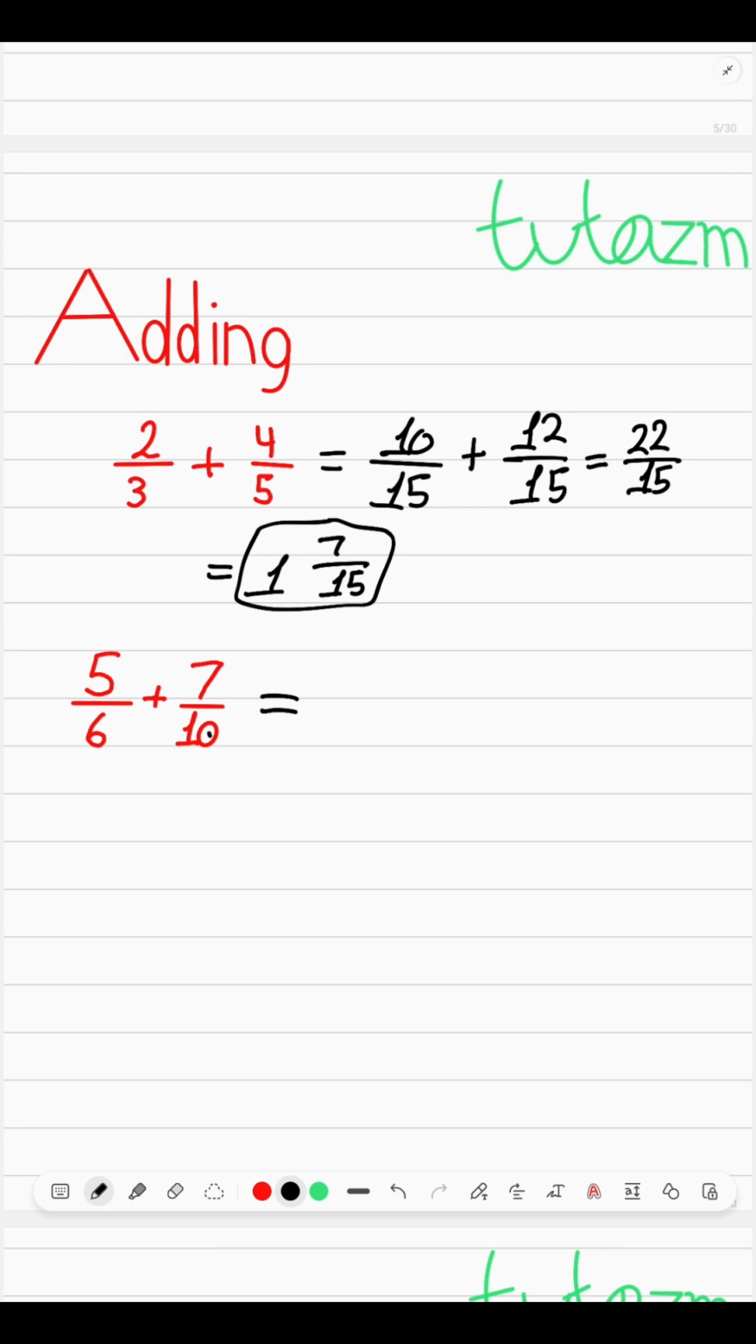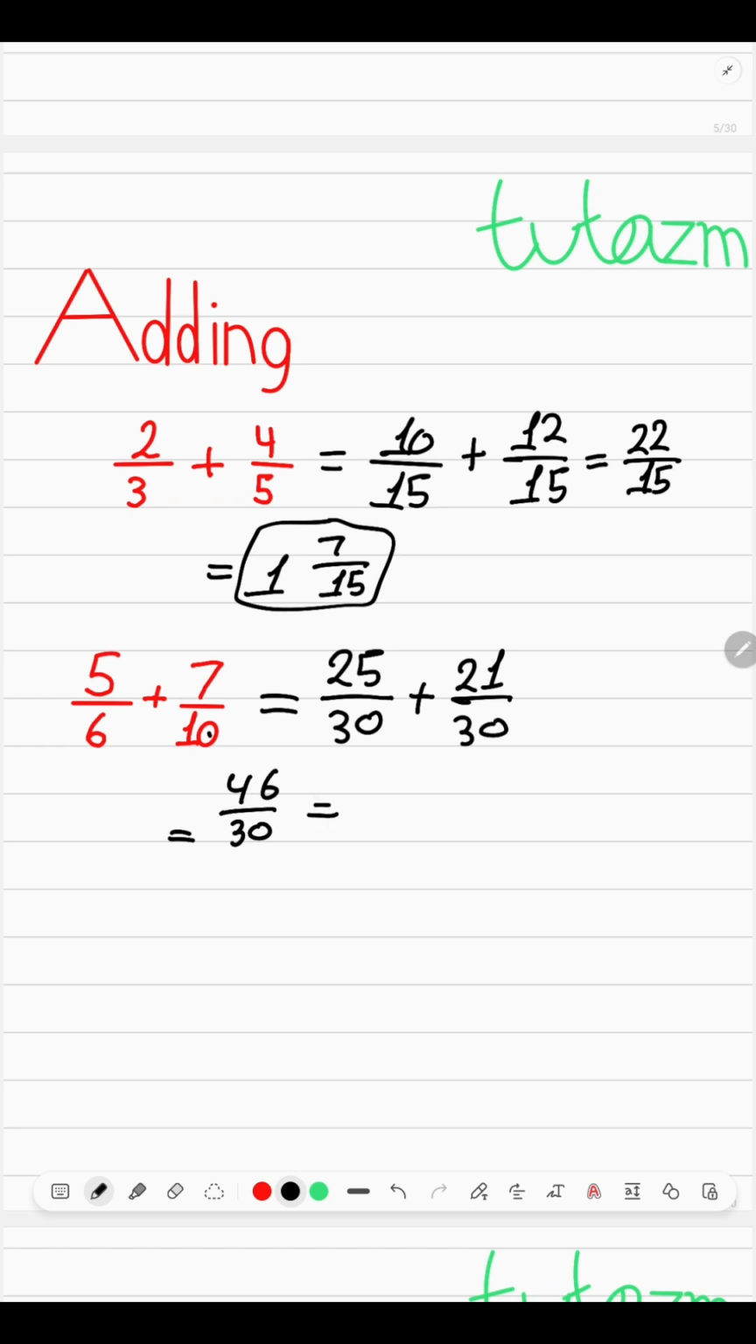So we've got 6 and 10. We could multiply 6 and 10, but we could also look at the lowest common multiple between 6 and 10, which is 30. So to get from 6 to 30, we've multiplied by 5, so we multiply 5 by 5, we get 25 at the top. And to get from 10 to 30, we multiplied by 3, so we have to multiply the 7 by 3 to get 21.